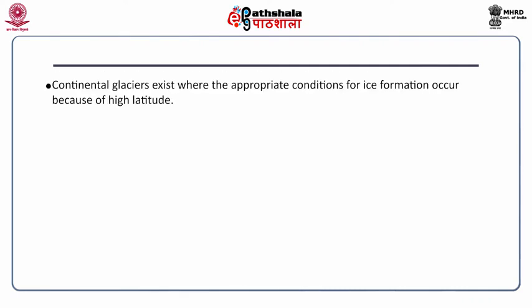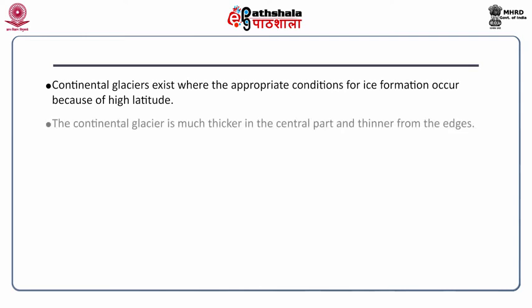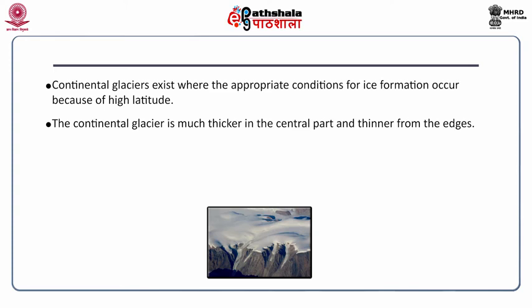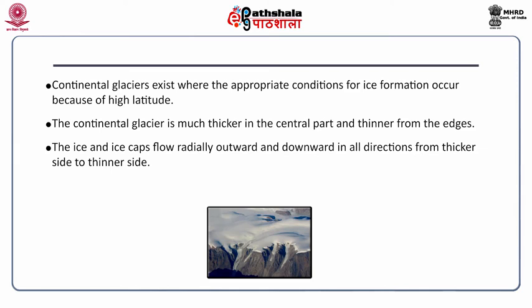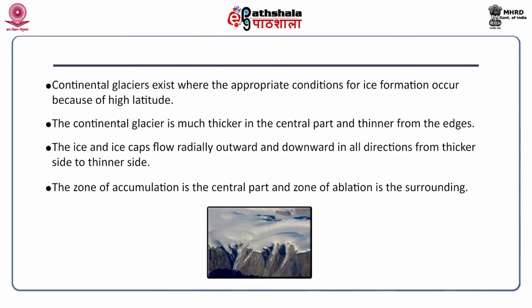Then continental glaciers. Continental glaciers exist where the appropriate conditions for ice formation occur because of high latitude. The continental glacier is much thicker in the central part. So you try to understand here in this picture that these are thicker in the central part, but not thicker on the edges. This continental glacier is thinner from the edges. The ice sheets and ice caps flow radially outward and downward in all directions from the thicker side to the thinner side. The zone of accumulation is the central part and the zone of ablation is the surrounding.